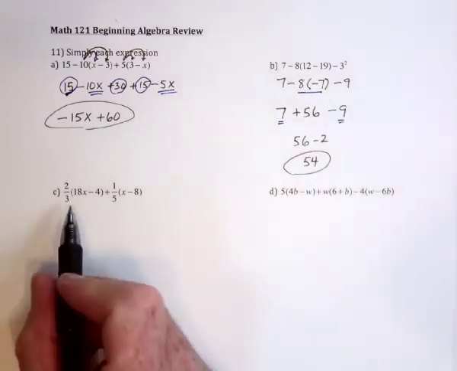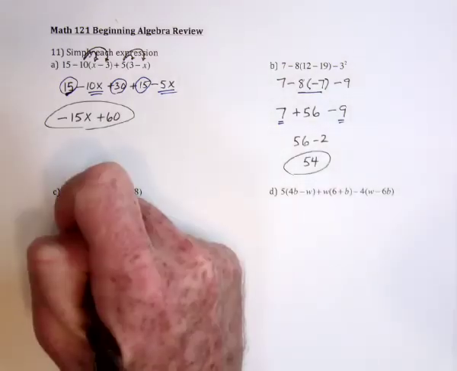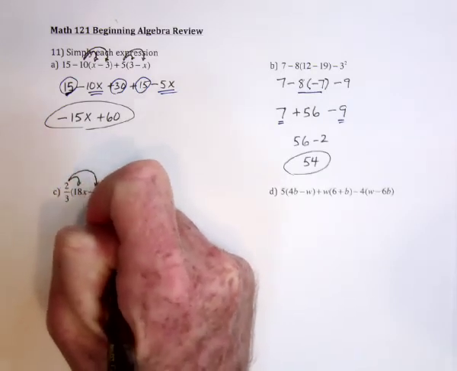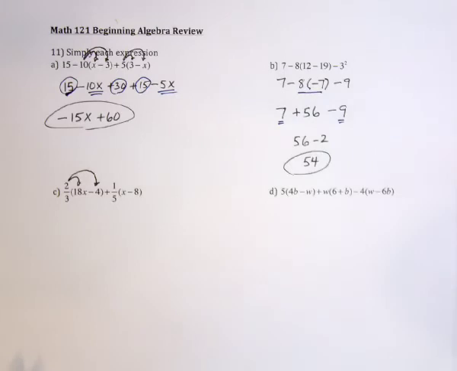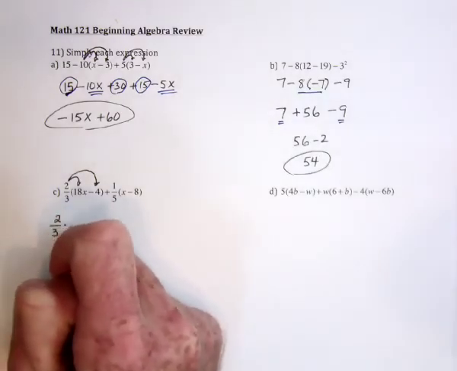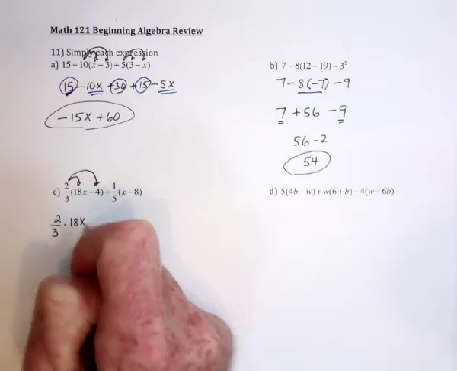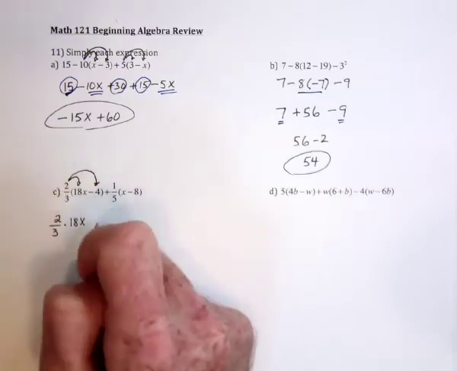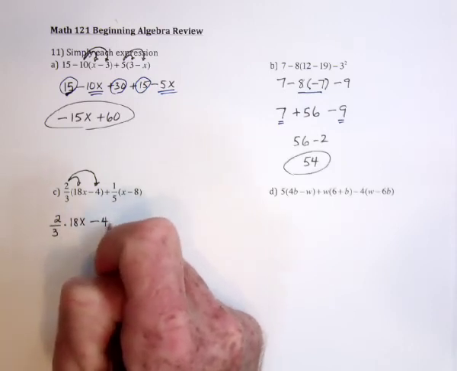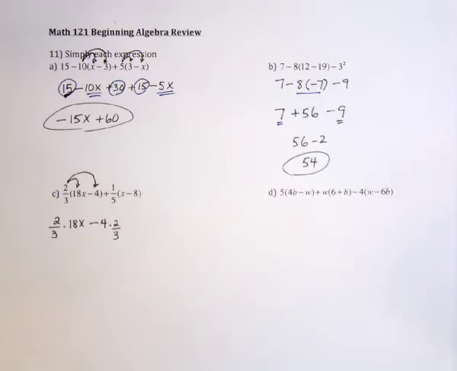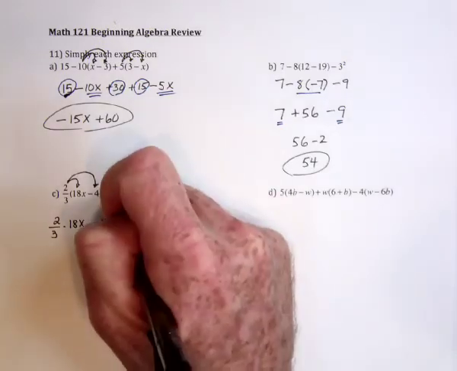This one also has the distributive property, but it's a little more fun because it's got fractions. So distribute the 2/3. So it's going to be 2/3 gets multiplied with an 18x. And then I'm going to have 2/3 times the 4. So I'll put negative 4 gets multiplied with 2/3. Next, distribute the 1/5.